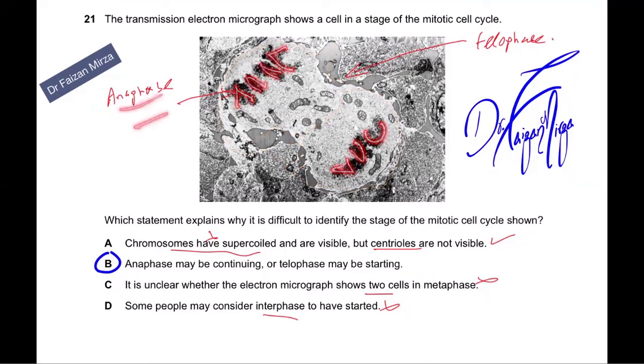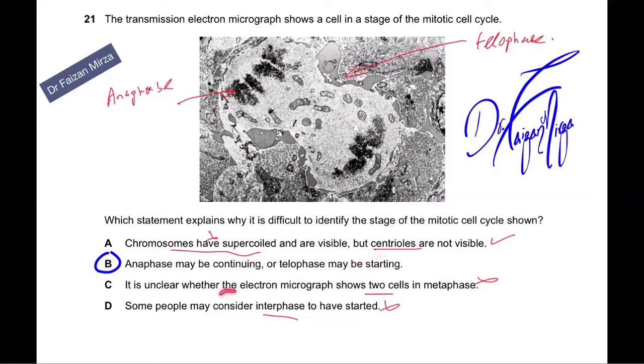So that shows this is anaphase as well. Which is to explain why it's difficult to identify the stage of the mitosis cell cycle shown. Chromosomes are supercoiled? No, chromosomes are not supercoiled here. Anaphase may be continuing and telophase may be starting. Yes, both can be seen.